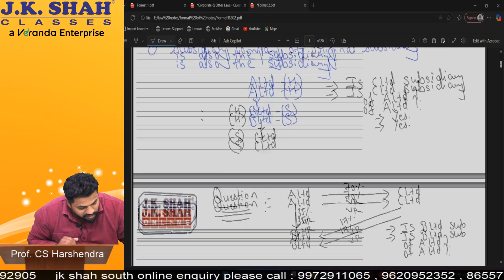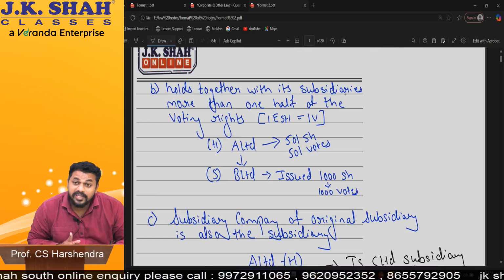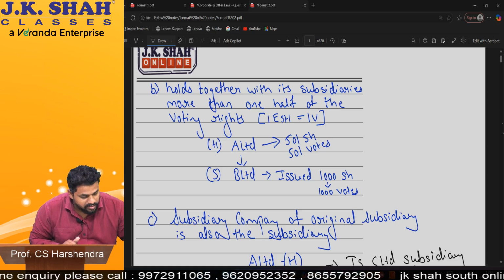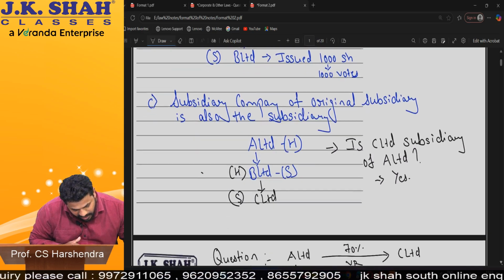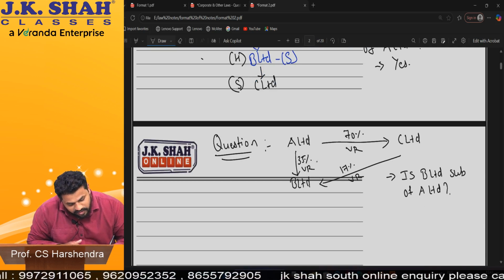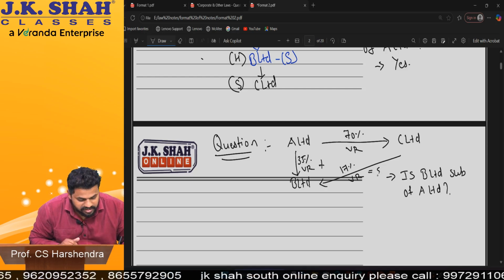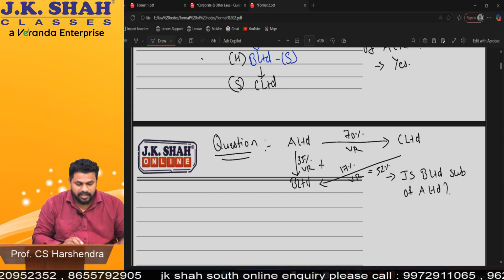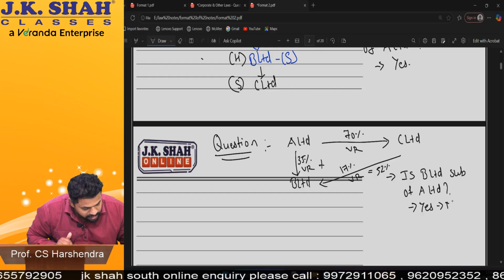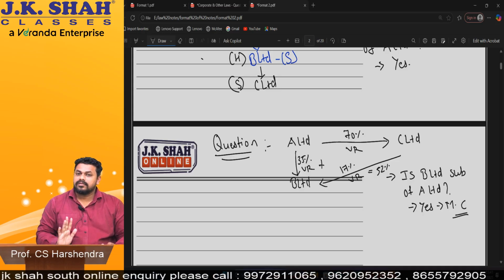The reason is what we studied: if A Limited holds together with its subsidiary C more than one half of B. So here, A Limited's subsidiary is C. A along with C is holding how much? A is holding 35, C is holding 17. So A along with C is holding 52%, majority of voting rights. So the answer is yes, by method B. Am I clear with this?